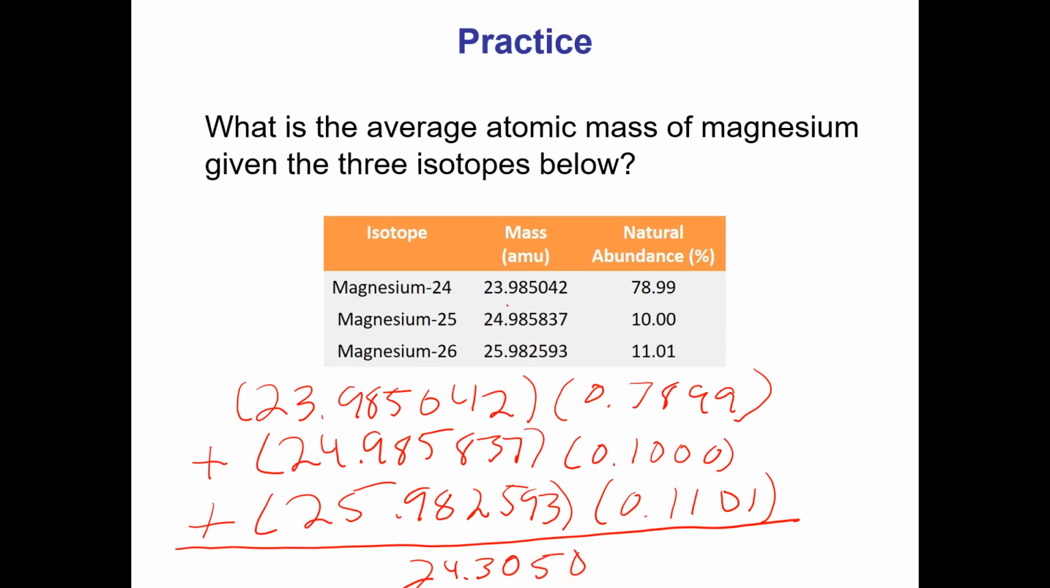Let's see, we want 1, 2, 3, 4, 5, 6 decimal places. So we come up with 24.305052 AMU. Okay, so we're going to stop here and we'll get some more practice with this in class.